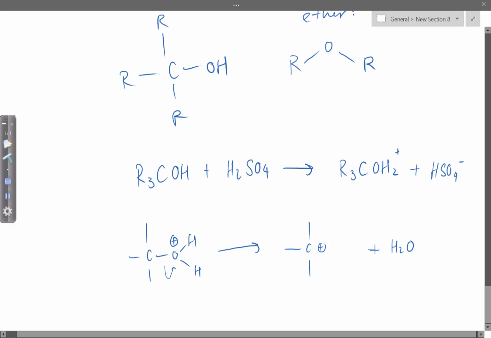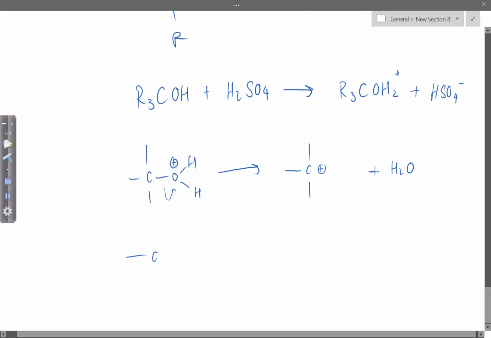You cannot have the O attack here, otherwise you will form back your alcohol, correct? So since you must have this, and in order to have this there's only one possibility, which means that another butanol must attack here. OH, right? So this is the only possibility.